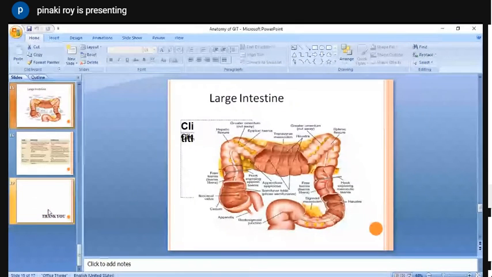And another thing is within the colon, there are so many bacteria there. In the colon, the bacterial load is quite high, and in the fecal matter, around 70% or more is contributed by only bacteria.